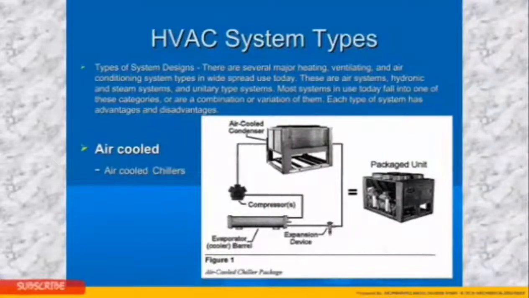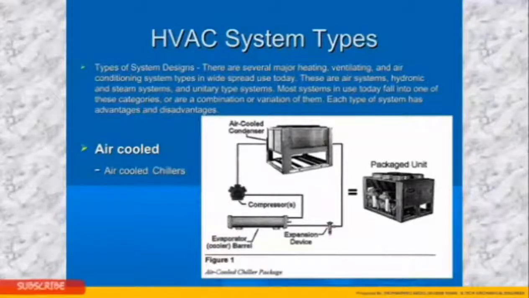HVAC system types. Types of HVAC system design. There are several major HVAC conditioning system types in widespread use today. These are air systems, hydronic and steam systems, and unitary type systems. Most systems in use today fall into one of these categories or are a combination or variation of them. Each type of system has its own advantages and disadvantages.